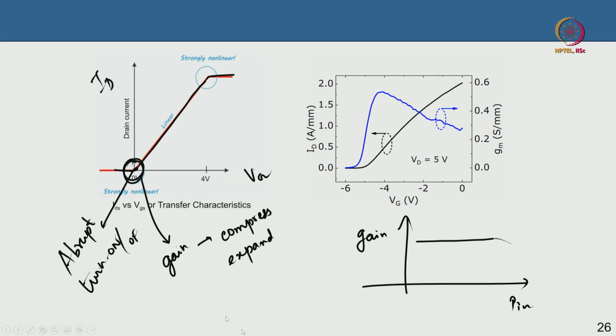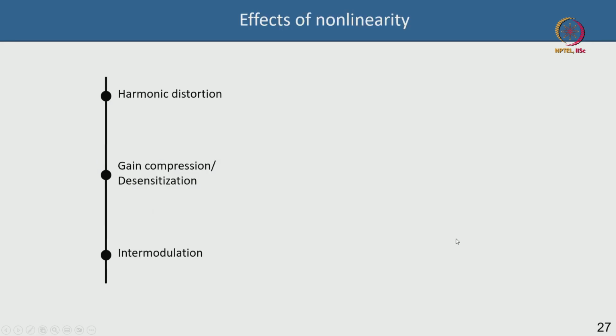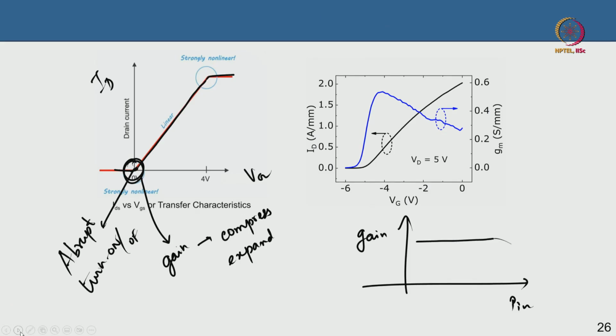So, you do not definitely want your gain to have a compression very soon, like something like that. You do not want the gain to exhibit significant compression here. So, you do not want the gain to fall off like that. You do not want the gain to also have an expansion like that. You do not want the gain to increase with the input power, that is called gain expansion, because you want the gain to be flat.